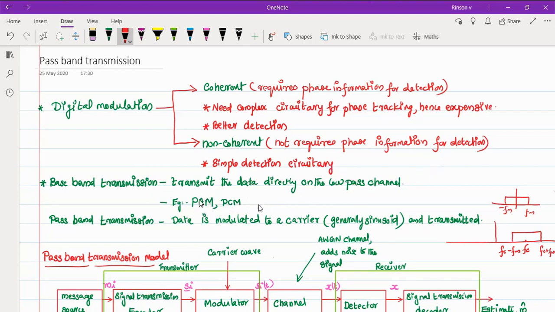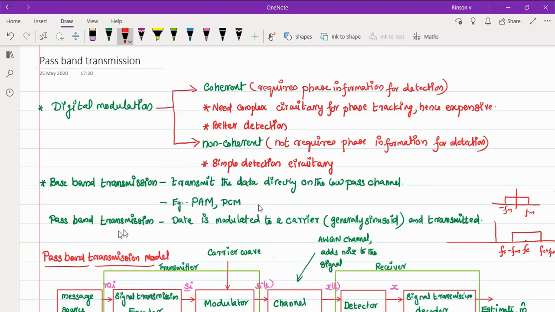In pulse amplitude modulation, we sample the analog signal using a series of pulses, and that pulse train is then transmitted. In pulse code modulation, we sample the data, quantize, and then convert that to a series of bits and then transmit. In both these transmission models, we do not have a carrier.